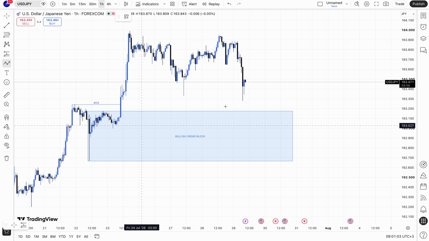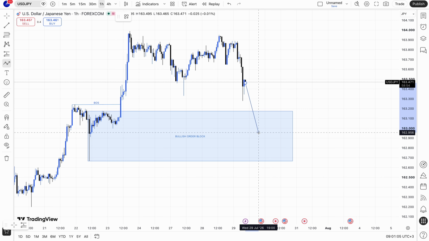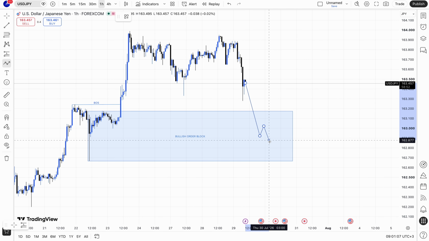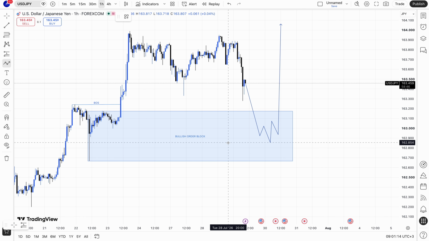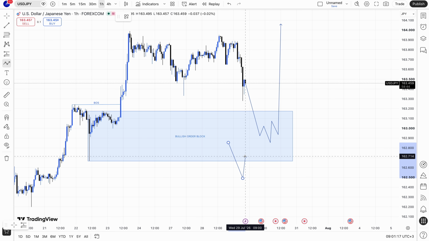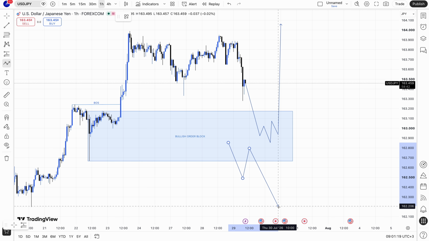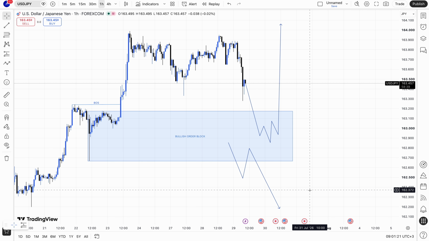So we just need to wait for the price to come back here. Then we'll be looking for buy confirmation, and then we're going to be focusing on buying to the upside. That will be scenario number one. Then scenario number two, if we fail to get that confirmation, we're going to wait for the break, then a retest, then a continuation to the downside.